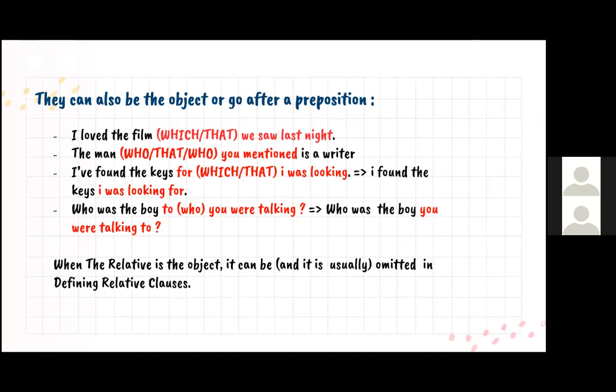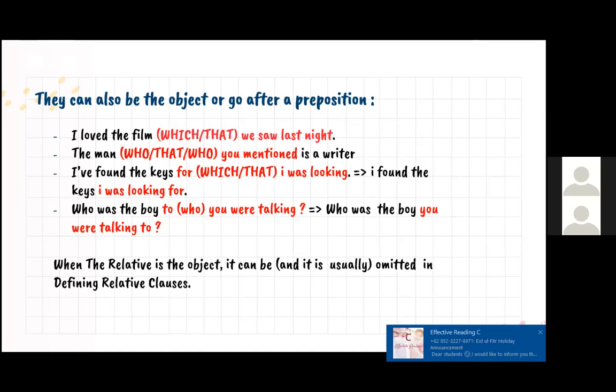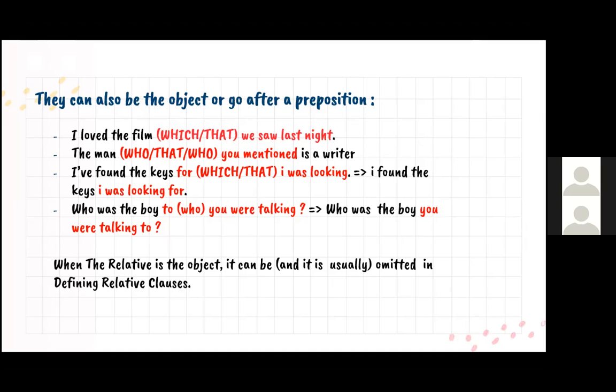The fourth: who was the boy to whom you were talking? Or: who was the boy you were talking to. When the relative is the object, it can be, and it is usually, omitted in defining relative clauses.